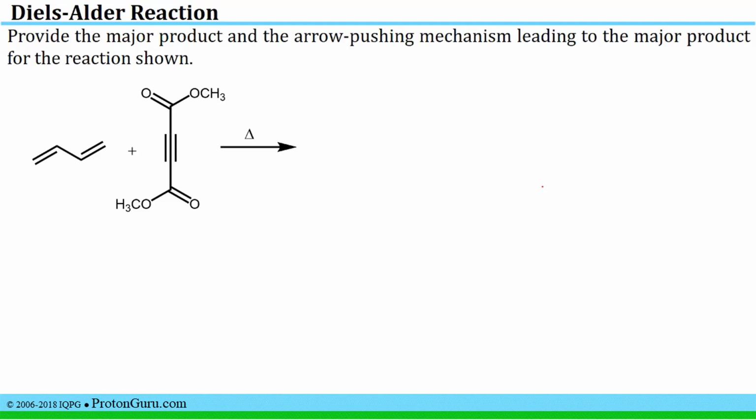Here's another question asking us to figure out the major product, and this illustrates the fact that it's not only alkenes that can serve the role of dienophiles, you just need something with a pi bond. So in this case, we're going to use an alkyne.